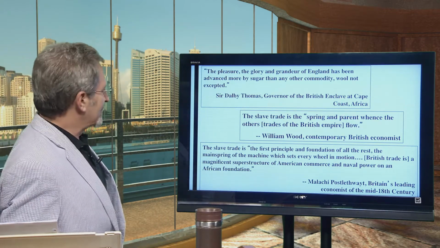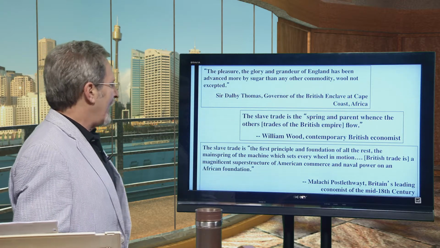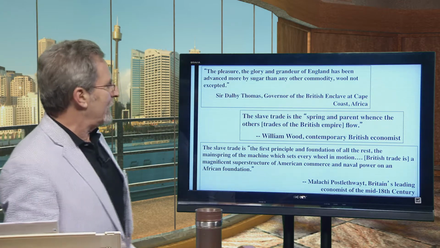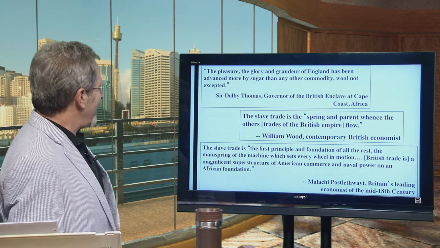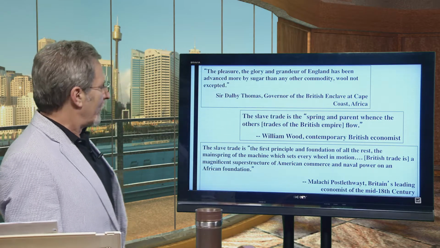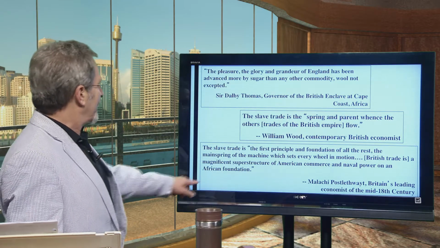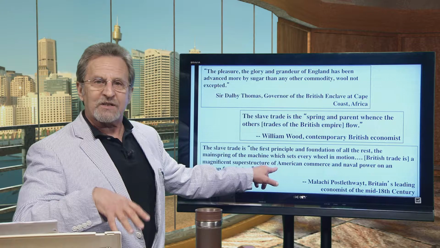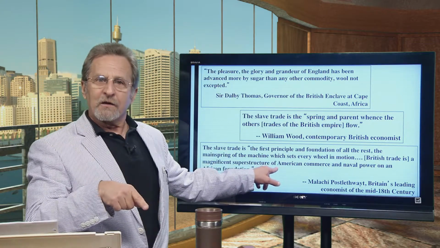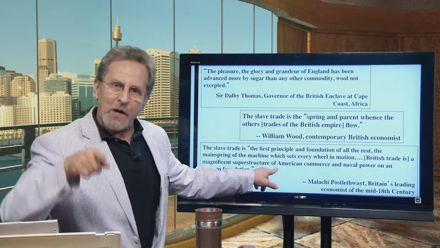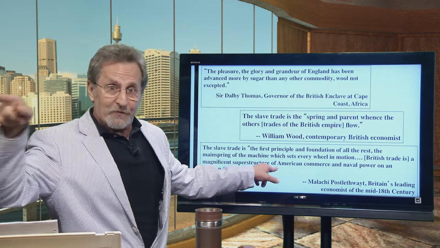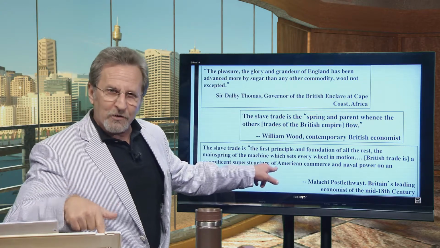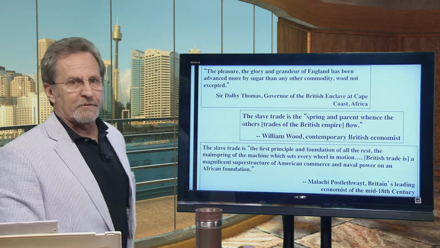Here's what he says. He says, the slave trade is the first principle and foundation of all the rest, the mainspring of the machine which sets every wheel in motion. British trade is a magnificent superstructure of American commerce and naval power on an African foundation. When he says American, he's not talking about what we call the United States. He's talking about the British colonies in the Americas. And the top of that colonial empire is not what becomes the United States, it's the Caribbean sugar plantations.